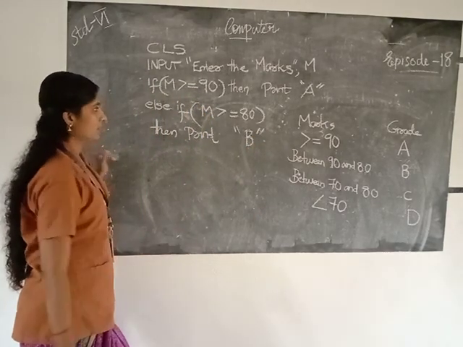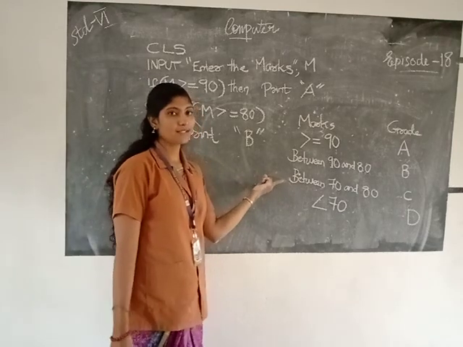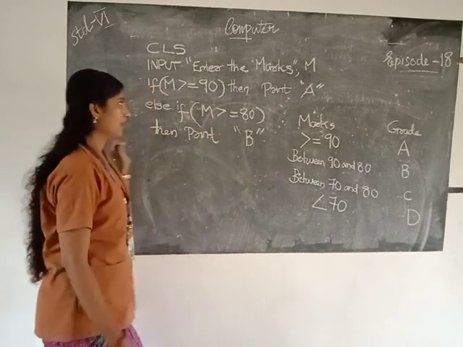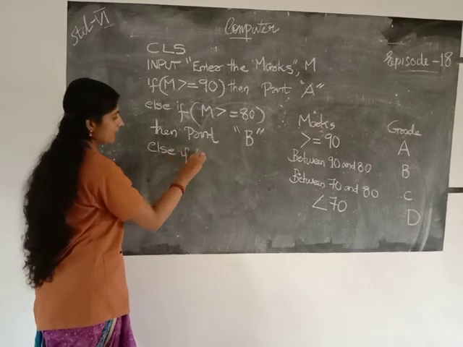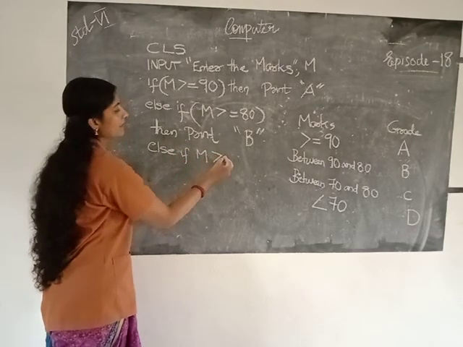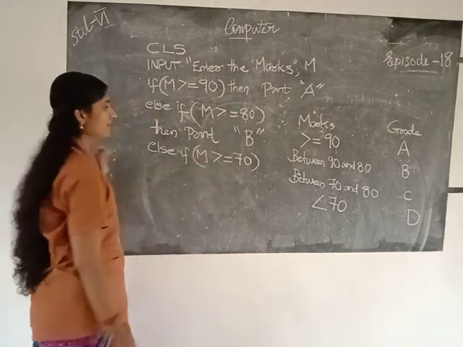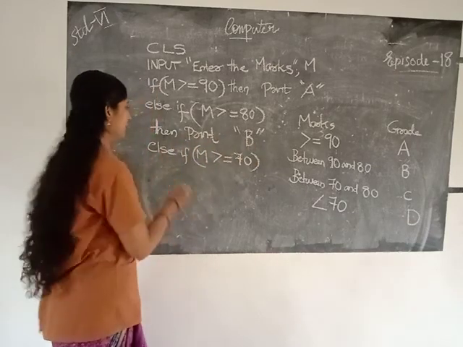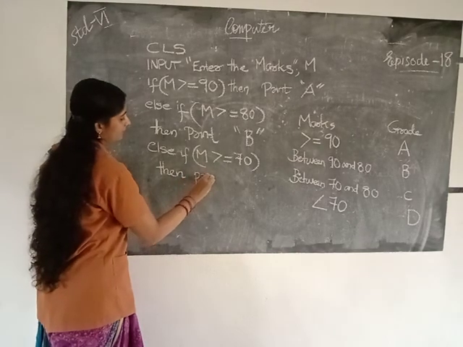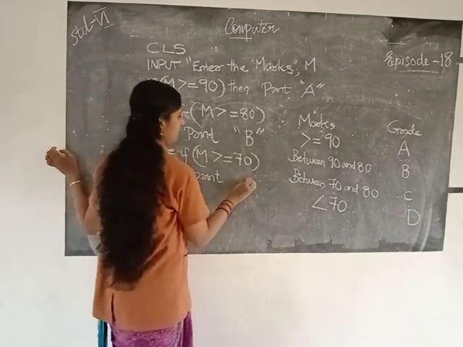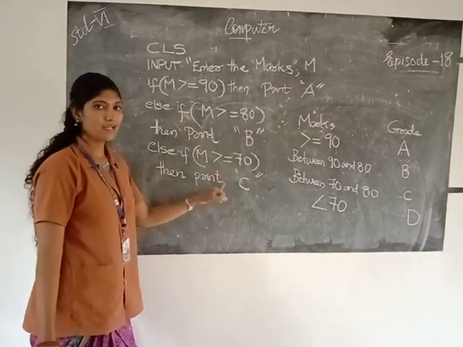Then the third condition is greater than or equal to 70. That means the marks from 70 to 89. So here ELSE IF M greater than or equal to 70, then print which grade? C grade. So then print grade C. This printing statement should be written within the code.